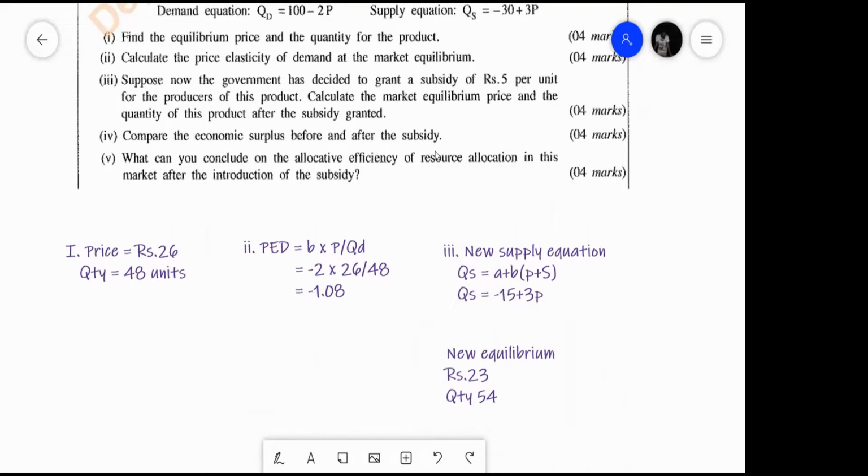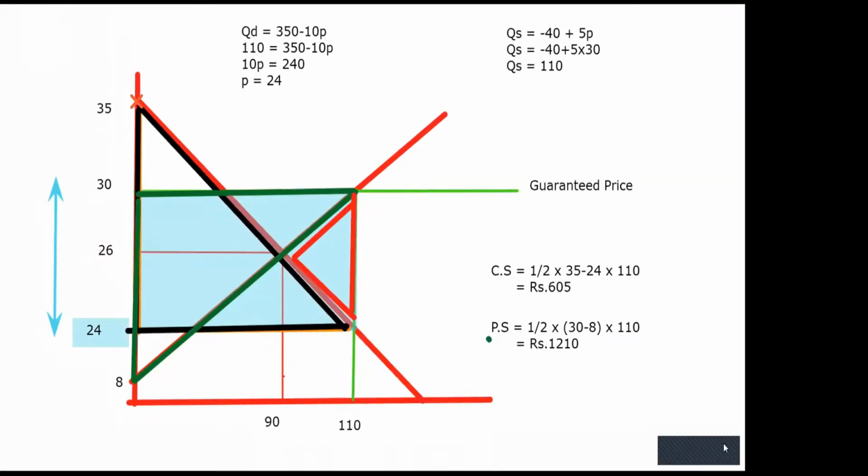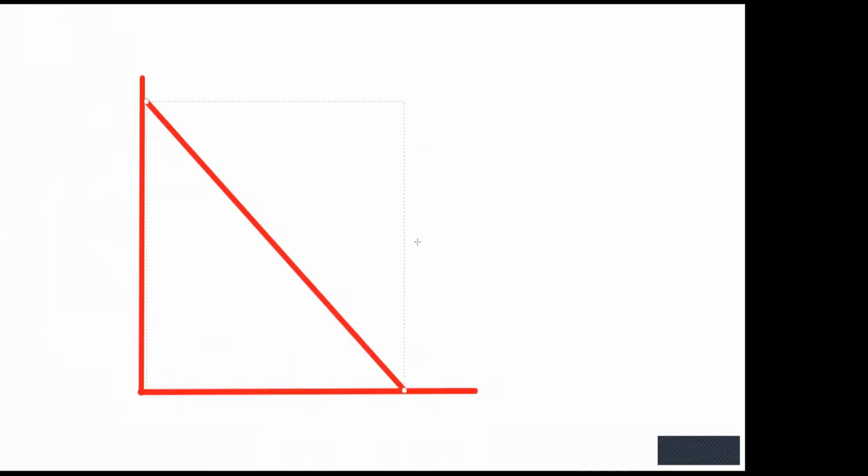Then they are saying, calculate the market equilibrium price and quantity of this product. Done. Compare the economic surplus before and after the subsidy. Now this is a little bit of a tricky question. So I'll first draw this on the whiteboard, and you give me the values when I ask. We have a demand curve. When I draw the diagram, it makes it much clearer for you all. That is why I'm drawing a diagram.